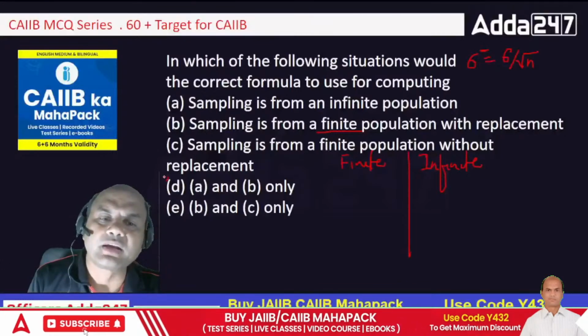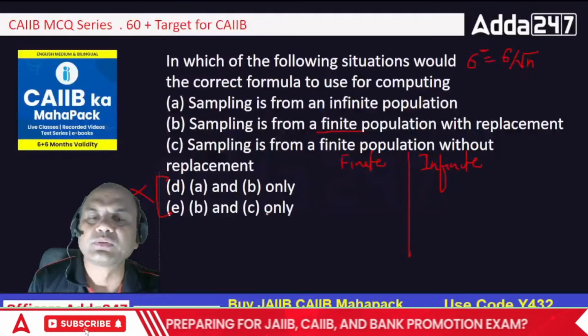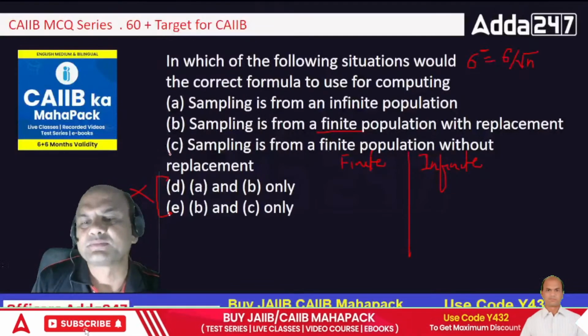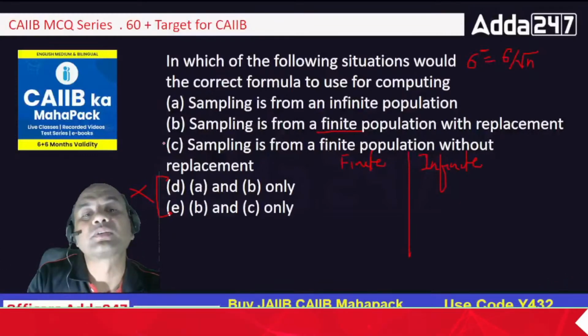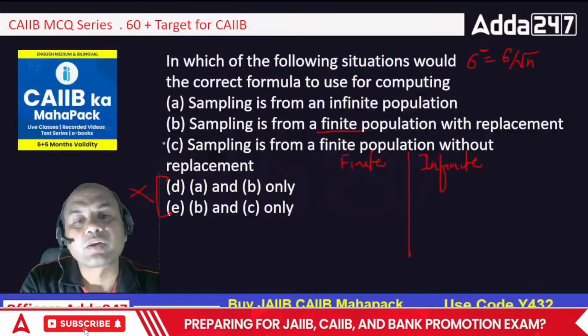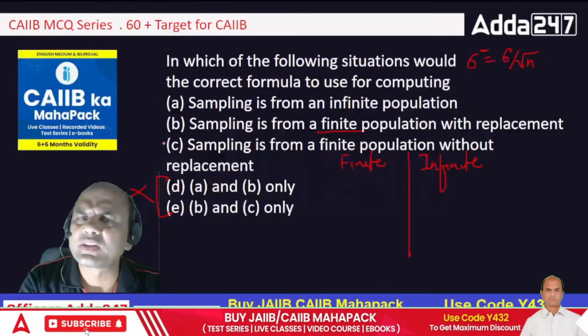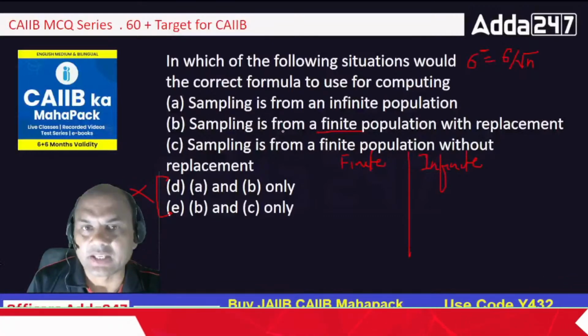I'll tell you a hint: D and E are out. A and B only, B and C only, these combinations are out. So it's either A or B or C. Now you have to decide. So what will be the answer over here? Either A or B or C. What do you think should be the answer? Shall I give you the answer?